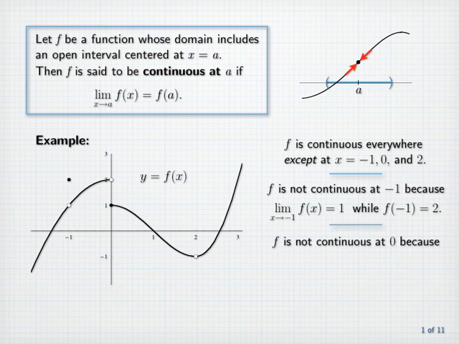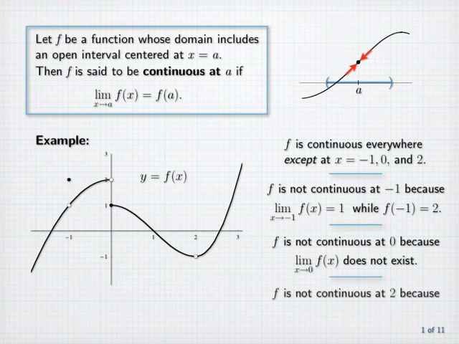f is not continuous at 0 because its limit as x approaches 0 does not exist. f is not continuous at 2 because f of 2 is undefined. Notice that its limit there does exist, it equals -1.